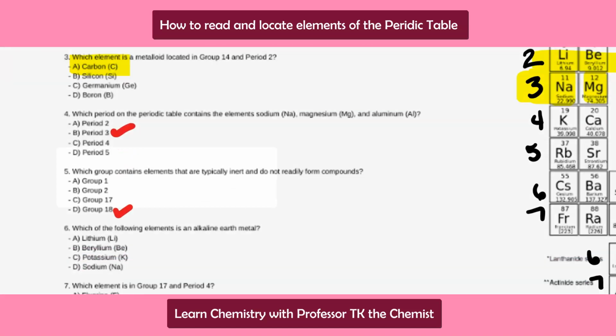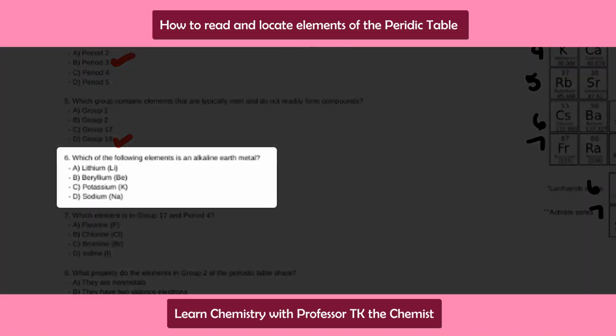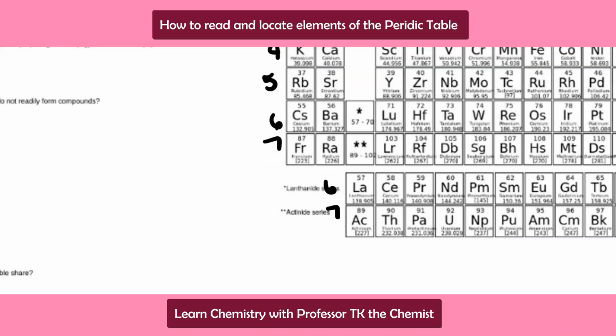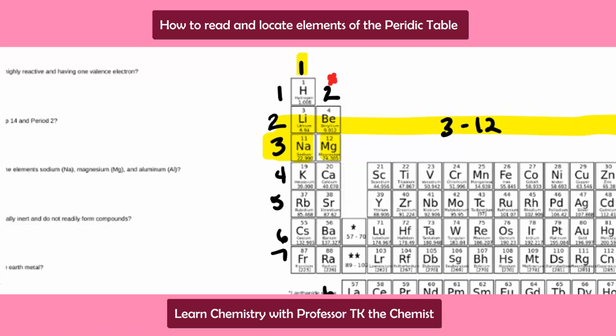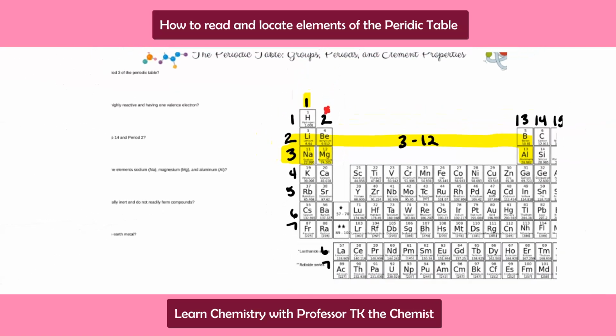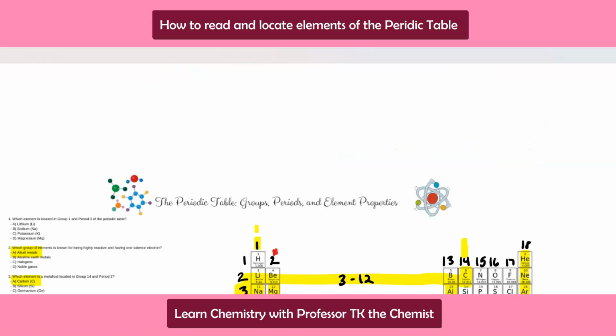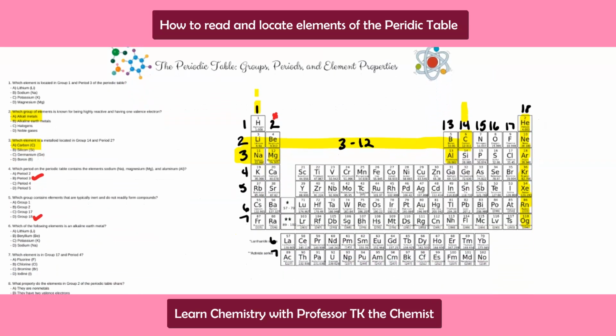Question number 6 asks us, which of the following elements is an alkaline earth metal? So your alkaline earth metals are located in group 2. Now, again, in order to answer this question, you must first know the names of each of your groups. So let's go ahead and take a moment now to identify the names of each of these groups. So I'm going to zoom out a little, okay? And I'm going to actually give you the names of each group, but let me go ahead and tell you guys the answer for number 6.